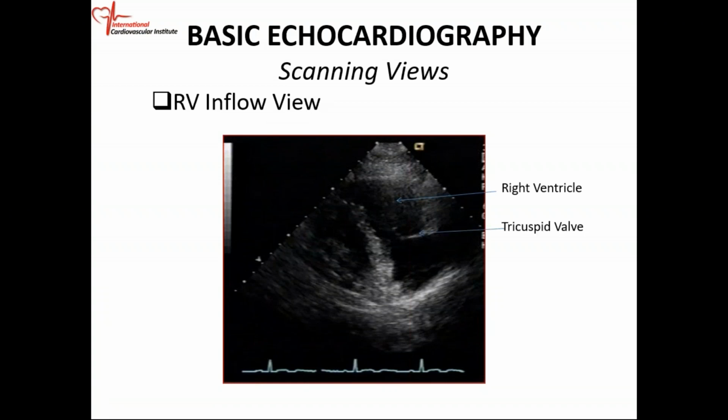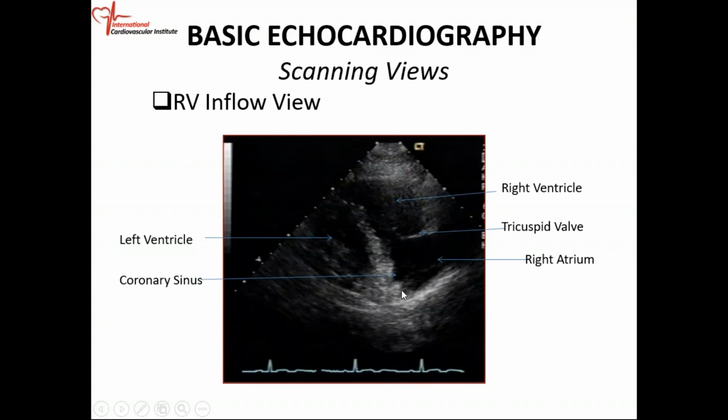And this is the image you're going to get, the tricuspid valve. This is the anterior leaflet over here. This is the posterior leaflet. This is the right atrium right there. Okay, this is the right ventricle. The coronary sinus is about right there.